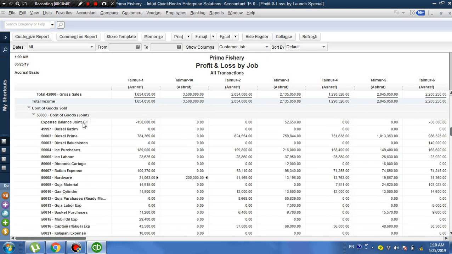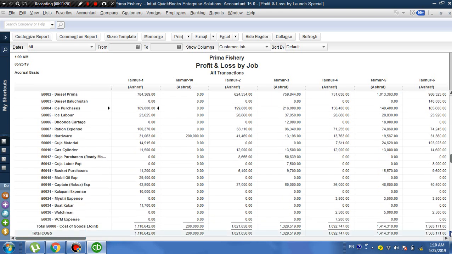The rest of the heads, you can say, these are the expense balance, which is in fact when loss occurred, then we have to balance expense. The next time the fishing boat brings profit, then we charge that loss this way. So these are all the expense heads which are being used, and the profit and loss is here.